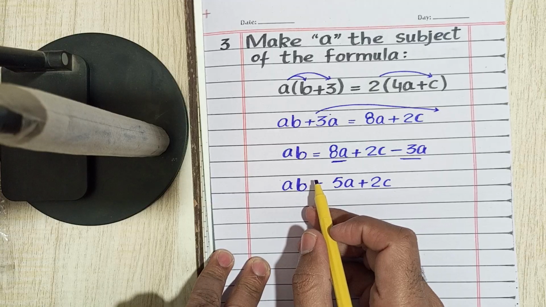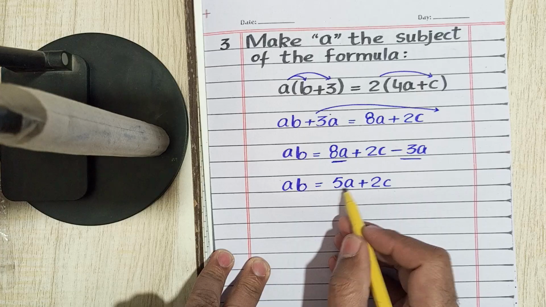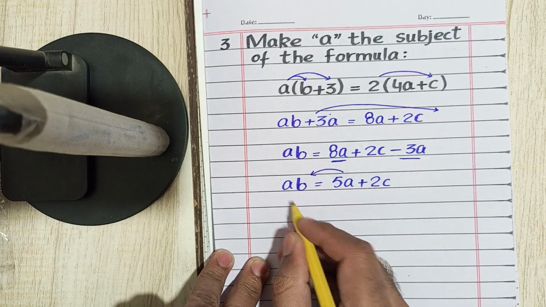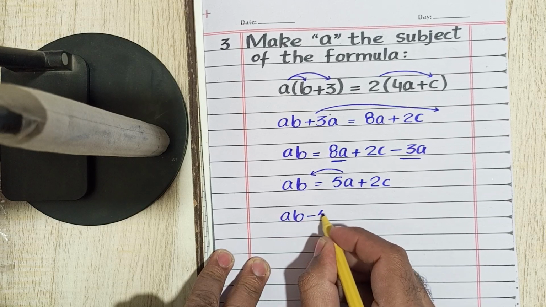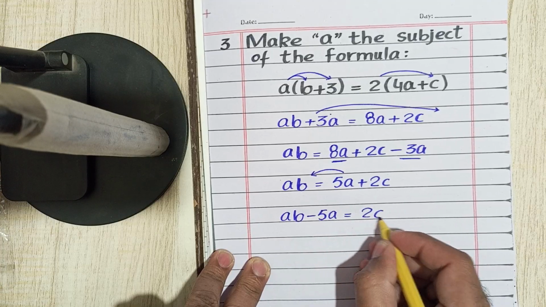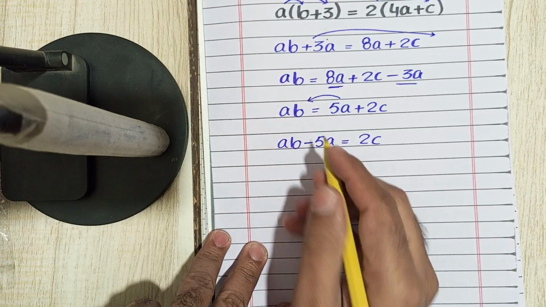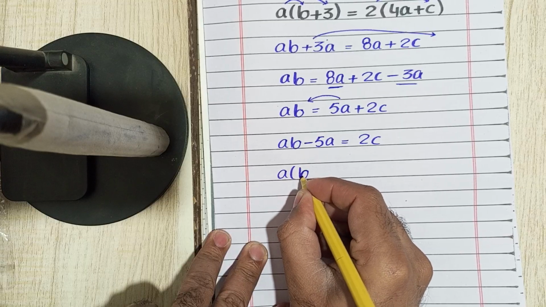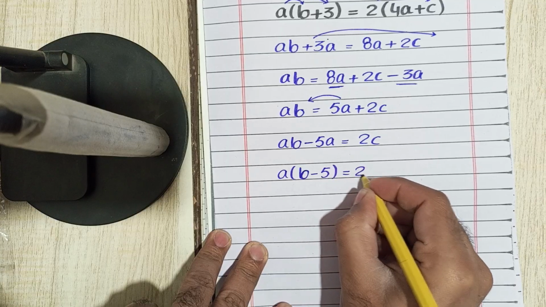So now we have AB and here we have 5A. So now we take away this 5A here. So here we write AB minus 5A equal to 2C. So now we take common A. So we write here A into B minus 5, equal to 2C.